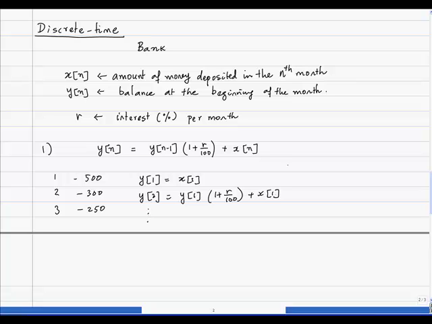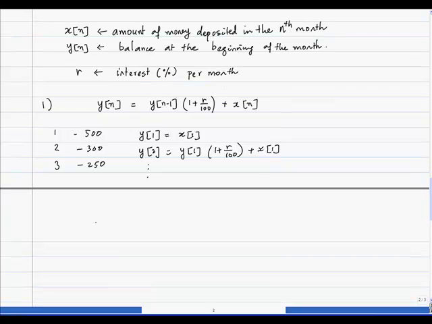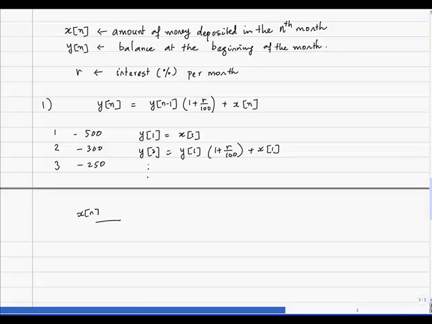But if you think of the system as operating on the signal x of n, for any given x of n, we can find the signal y of n. Right? So this is what I mean by saying that the bank can be thought of as a system.